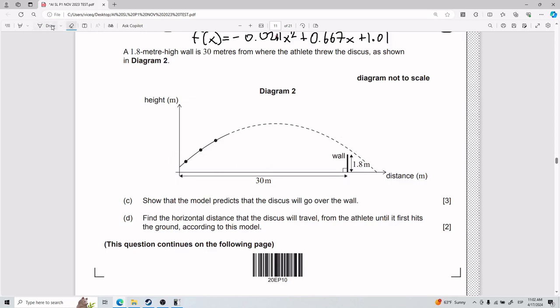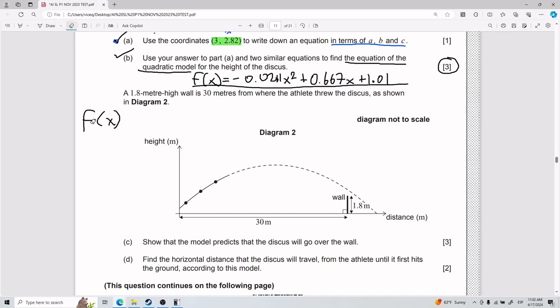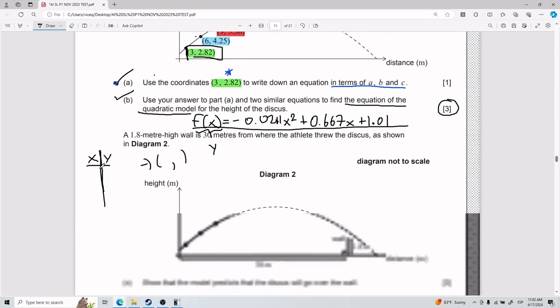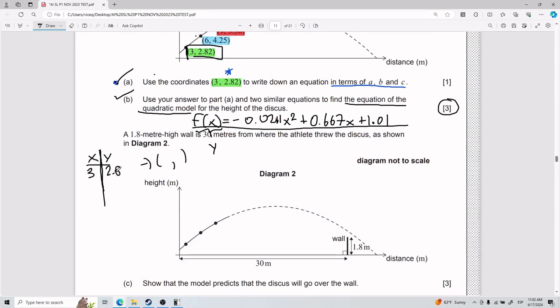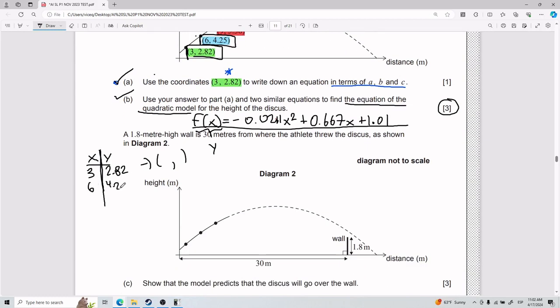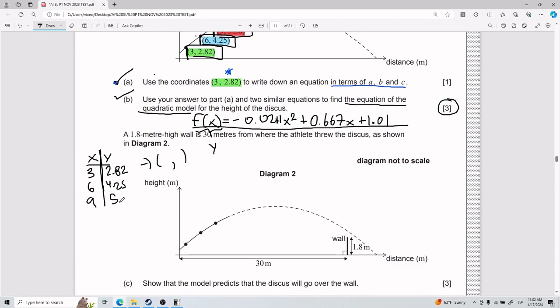And so this f of x, this one here, right? Let's recall that f of x is the same as y, okay? And so that means if you do a little bit of a table, if you plug in x, you get a value for y. And so this is going to give you a bunch of different points, right? In fact, if you plug in 3, for example, you're going to get 2.82. If you plug in 6, you're going to get 4.25. And so you're going to get all those different sets of points. If you plug in 9, you're going to get 5.30.